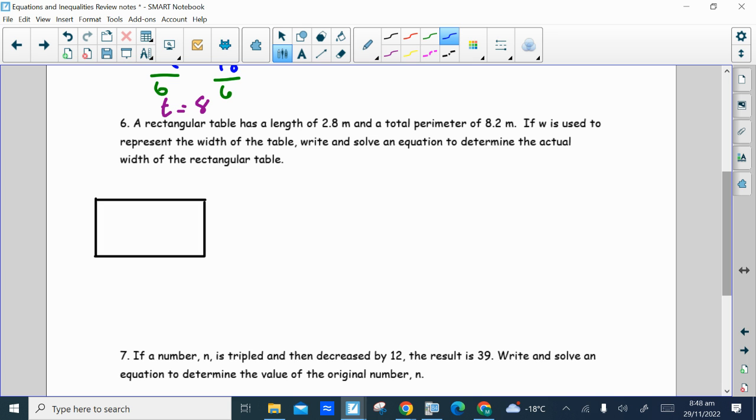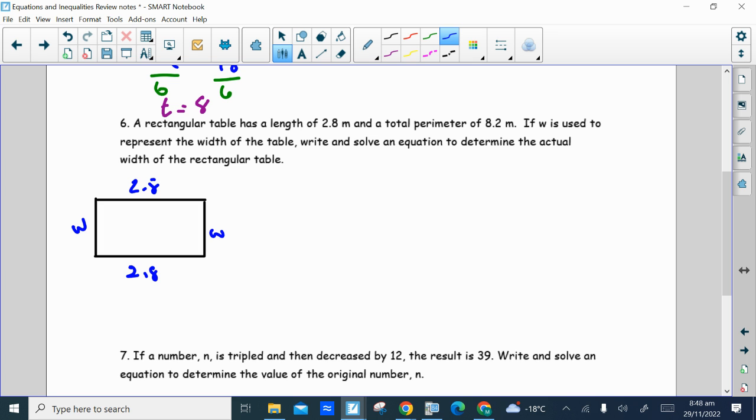A rectangular table has a length of 2.8 meters. So this is 2.8. This is 2.8. And a total perimeter of 8.2 meters. If W is used to represent the width of the table, write and solve an equation to determine the actual width of the rectangular table.